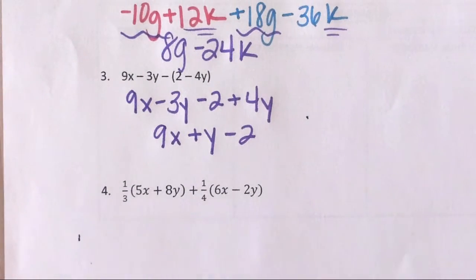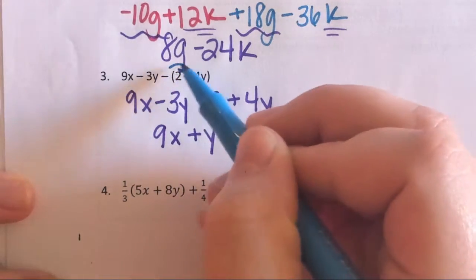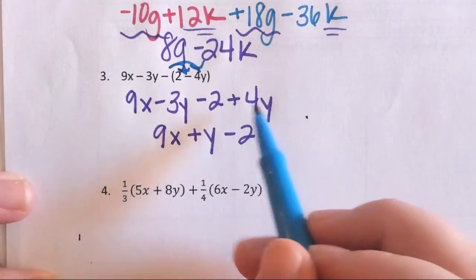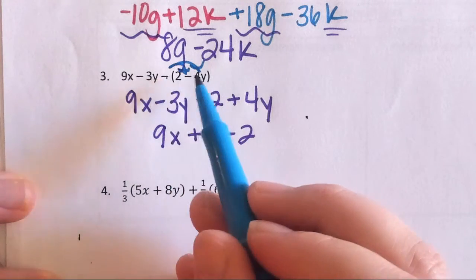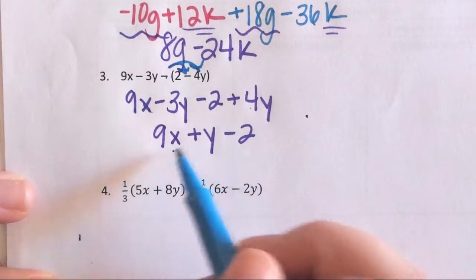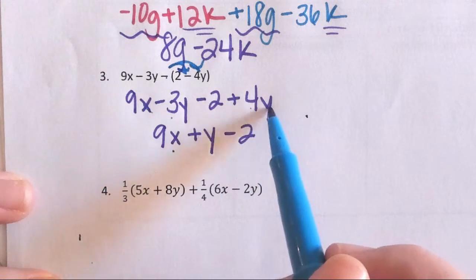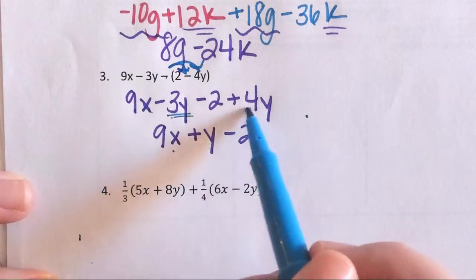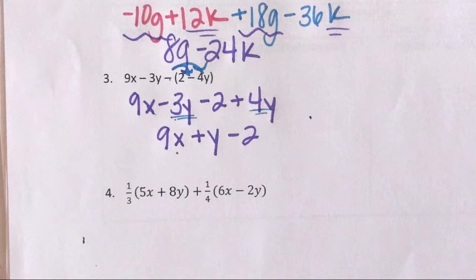Okay, so you know me. I had to distribute that negative. So I have a line with a negative 2 and a positive 4, because the negative times the negative made a positive 4. So I'm with the 9x, negative 3y, positive 4y. You end up getting positive 1y and a negative 2. Are there any questions on 3?